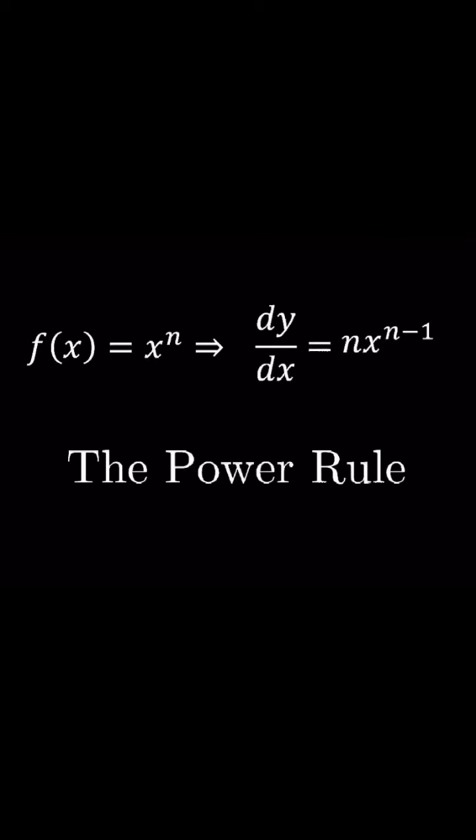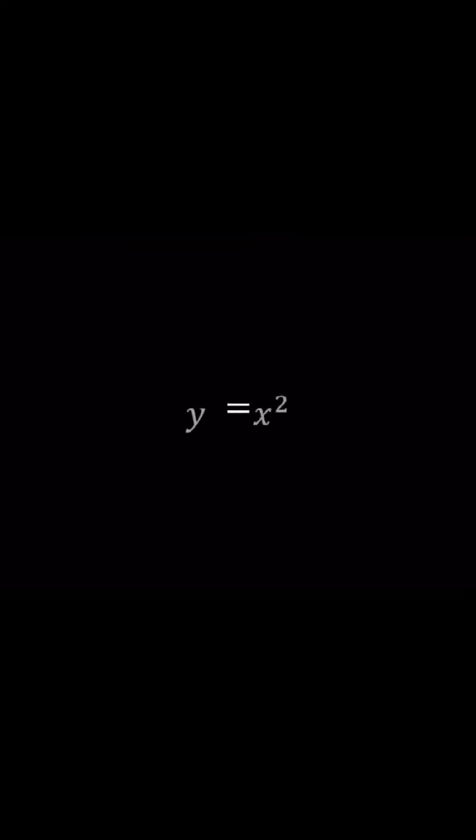To differentiate, multiply by the current power, then subtract 1 from the power. For example, if f of x equals x squared, the derivative is 2x. If f of x equals 2 times x to the power of 4, the derivative is 8x to the power of 3.